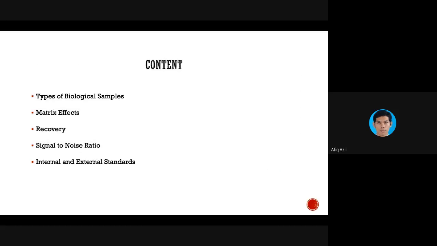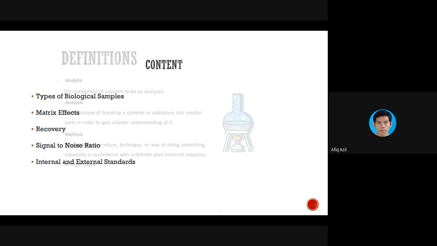So some of the content will be, the first part will be on the method development itself, and then later we will see the types of biological sample, matrix effect, sample recovery, signal to noise ratio, and also standards, okay, which are divided into internal and external.